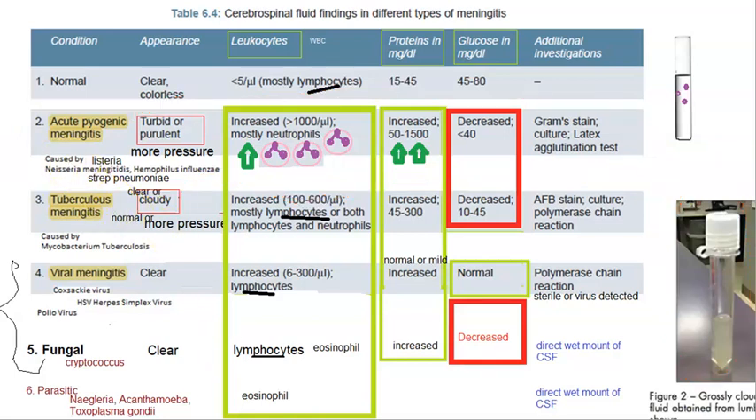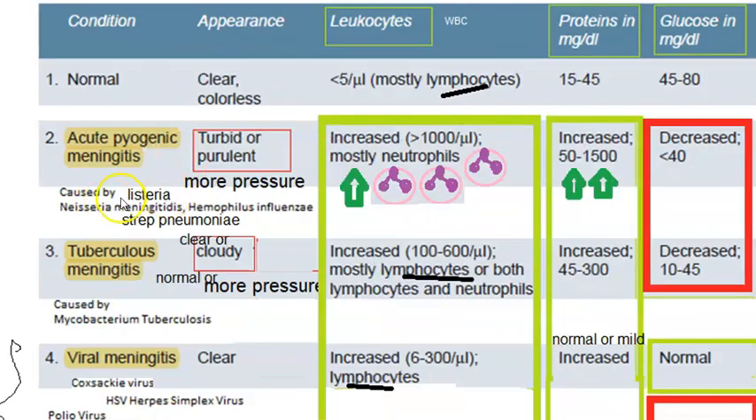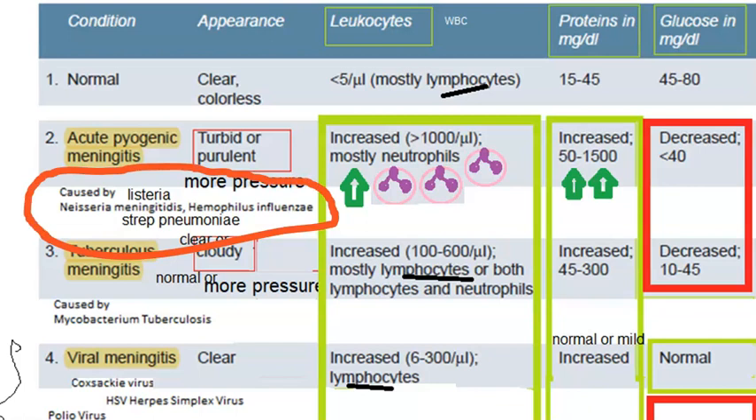So which are the bacteria which cause this acute pyogenic meningitis? You have Listeria, you have Neisseria meningitidis, very important to know. Haemophilus influenzae is also a bacteria which causes meningitis. So Listeria, Neisseria, Haemophilus, Streptococcus pneumoniae. These four you should write in the exam. Listeria, Neisseria, Haemophilus influenzae and Streptococcus. These will cause your pyogenic meningitis.